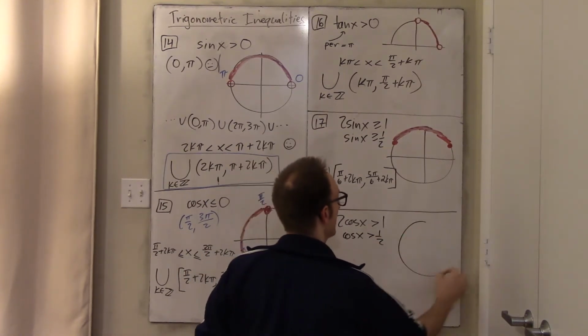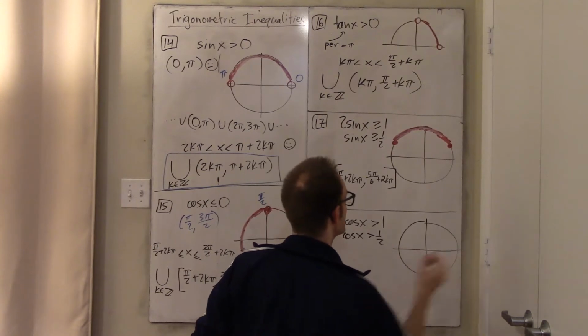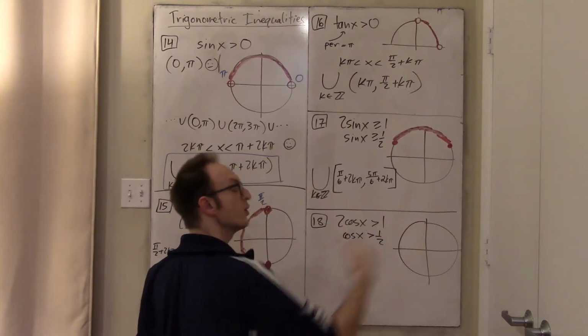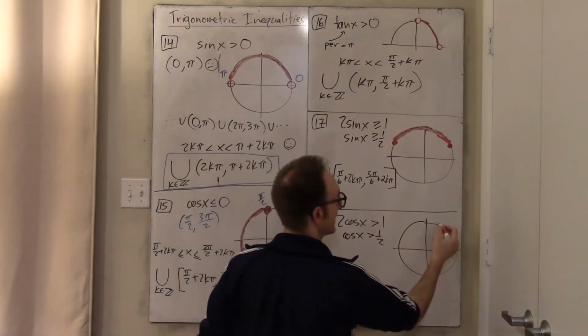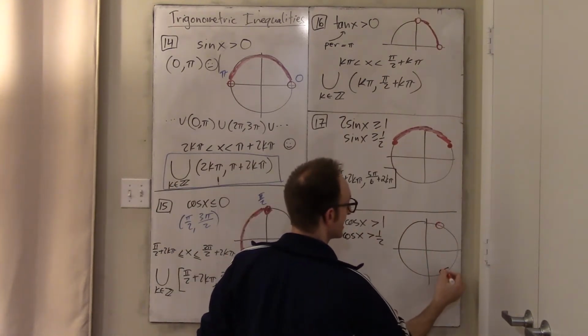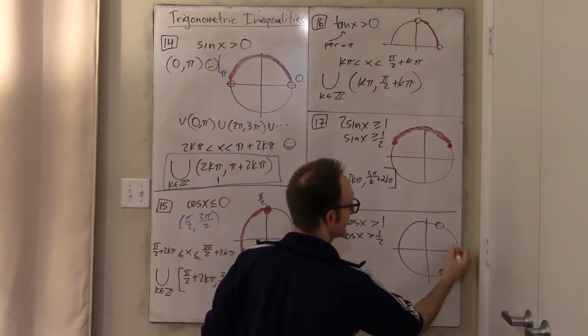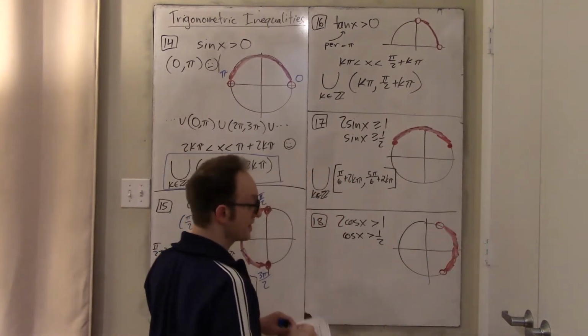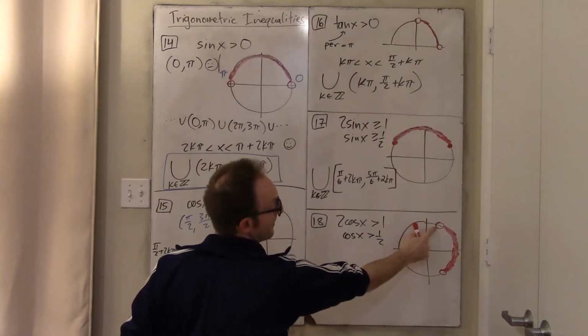And for that, I just make a picture. So when is cosine greater than a half? Well, when is cosine equal to a half? Cosine is the horizontal component, so that's going to happen here and here, and kind of like everything in between. So what is that? That's pi over 3.